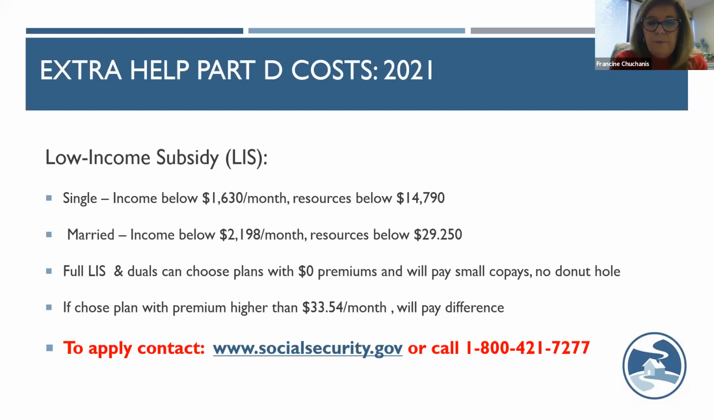For those individuals that would qualify for the low income subsidy, they'll get a zero premium in Ohio if they choose a plan with a monthly premium of less than $33.54 a month. If they choose prescription drug coverage with a plan that has a higher premium than $33.54 a month, they will pay the difference. Again, to apply for this program, you can call our Aging Resource Center, or you can go to the Social Security website, and there is an online application.